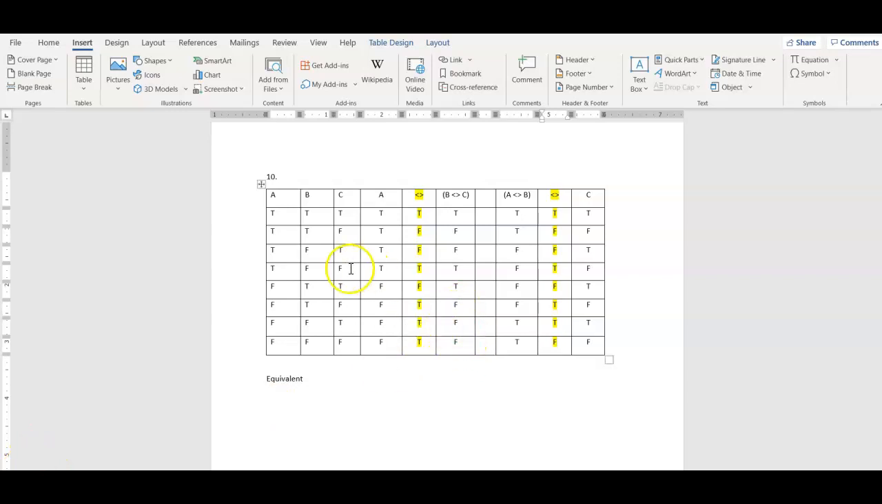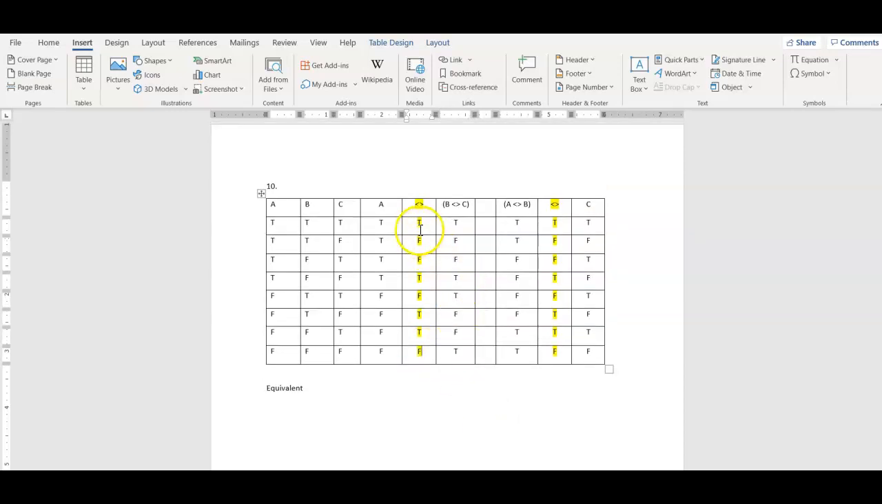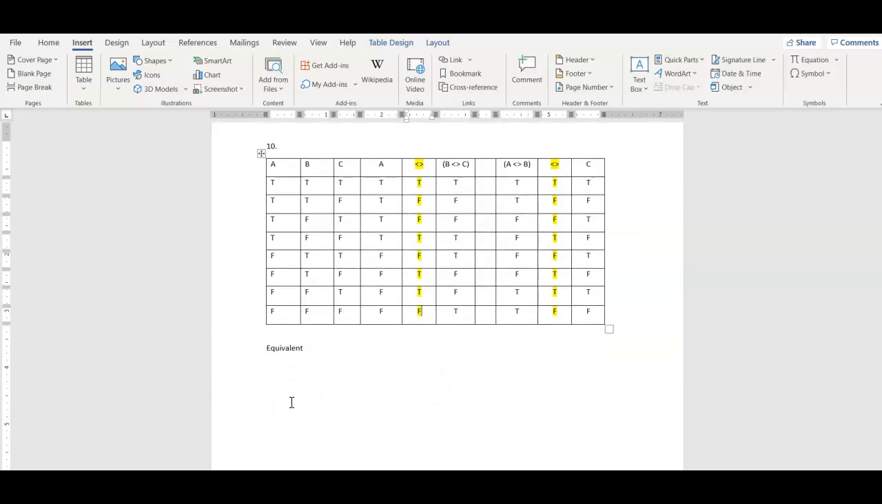This here, the B biconditional C, since B and C are the same there, that one should have been true. And this one then should be false. Okay. Sorry about that. Okay, now we, again, compare all the different lines, and they do indeed come out the same on every line, so those two sentences are equivalent.